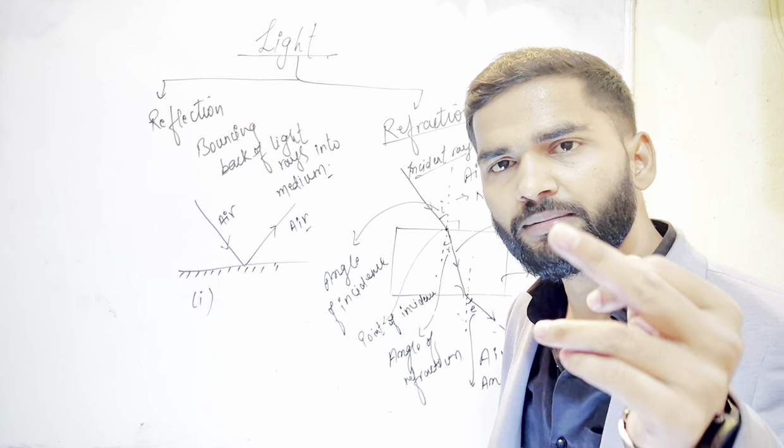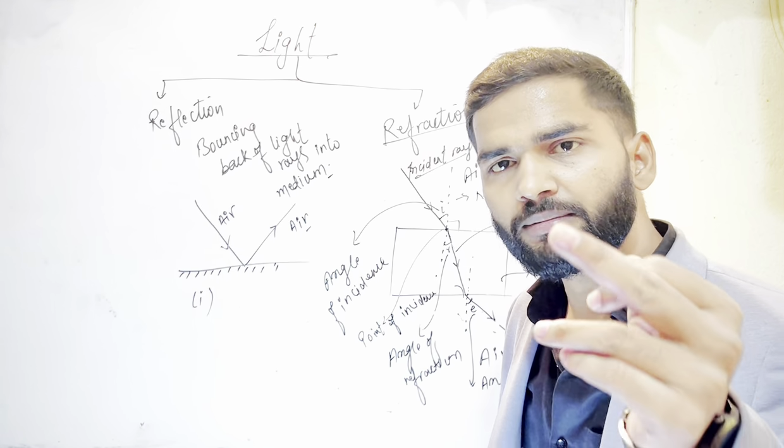If the question comes in your examination, what do you mean by Snell's law? Then you have to write what? Snell's law states that the relation between the sine of angle I and the sine of angle R is always constant. You can write ratio in place of relation. The ratio of sine of angle I to the sine of angle R is always constant, is called Snell's law. And what is the second law?